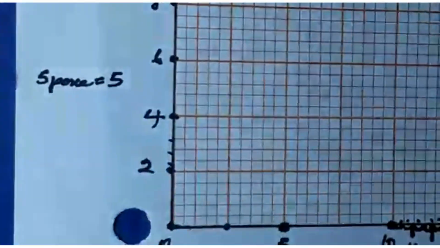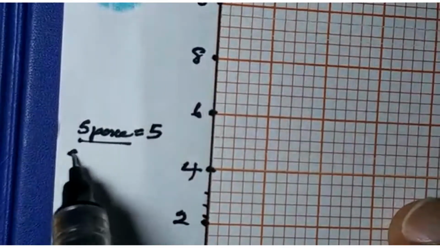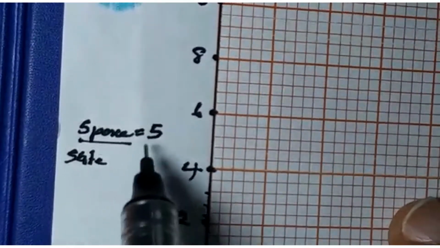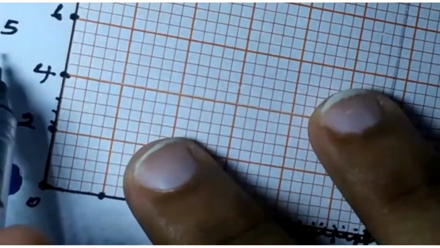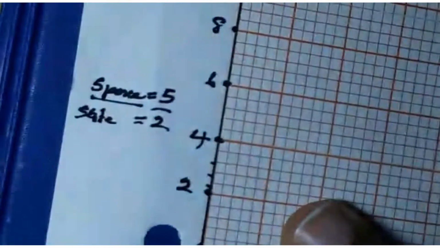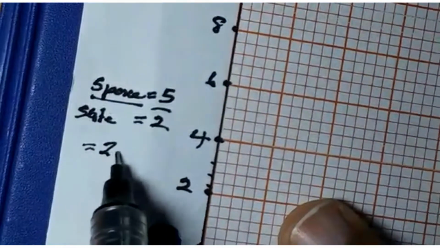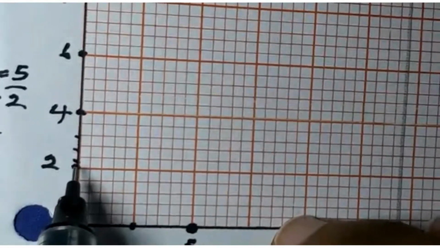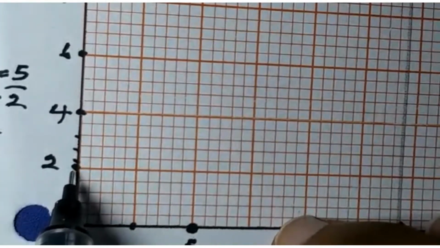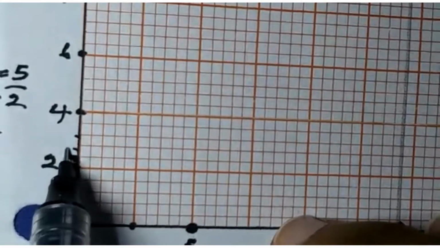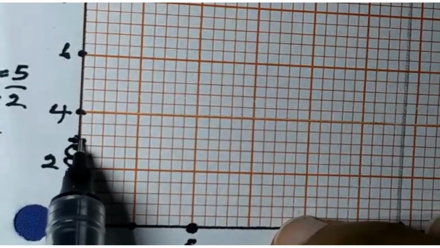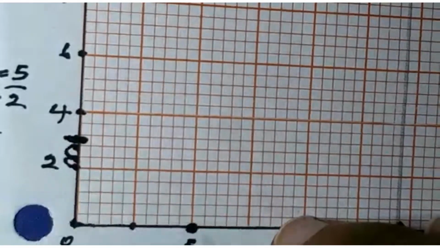So space equals 5. And remember, I'm dividing the space by my scale. So space divided by scale. And remember my scale was how much? It was 2 from up top. See there? 2. So if I divide 5 by 2, I'm going to get 2.5. So if I count 2.5 of these little squares, I should get what? Watch me now. 1, 2.5. So 3 is somewhere right there.